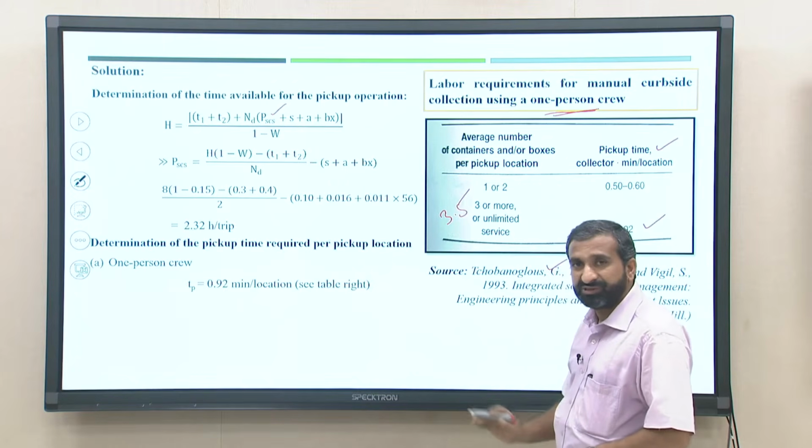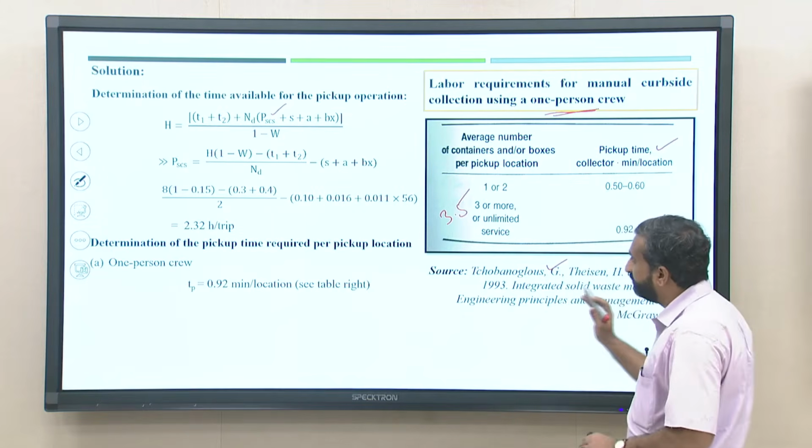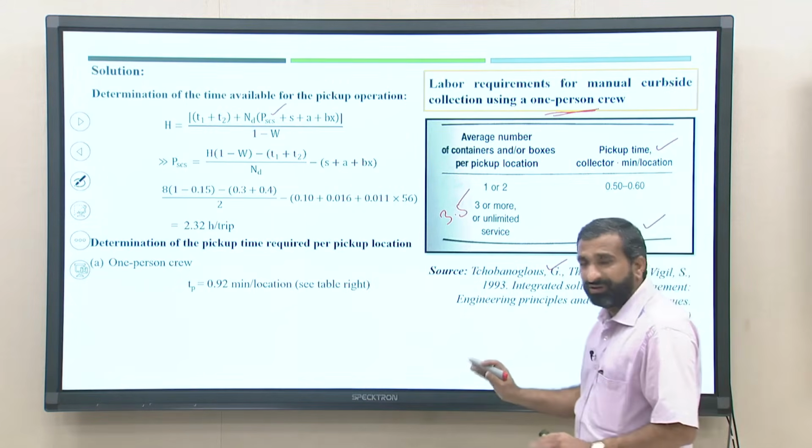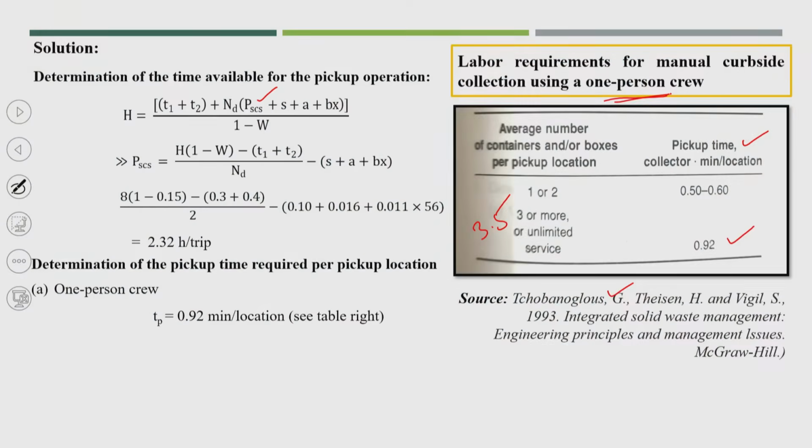Please remember this table is only for the 1-person crew. Now, we will go for the 2-person crew, which we solve by a different equation, but for the 1-person crew we need not solve, we can take it from the same table. Just remember that if there are more than 3 containers at each pickup location, then the TP value will be 0.92 collector minute per location, and if there are only 1 or 2, we can take a value of 0.5 or 0.6, in between values.